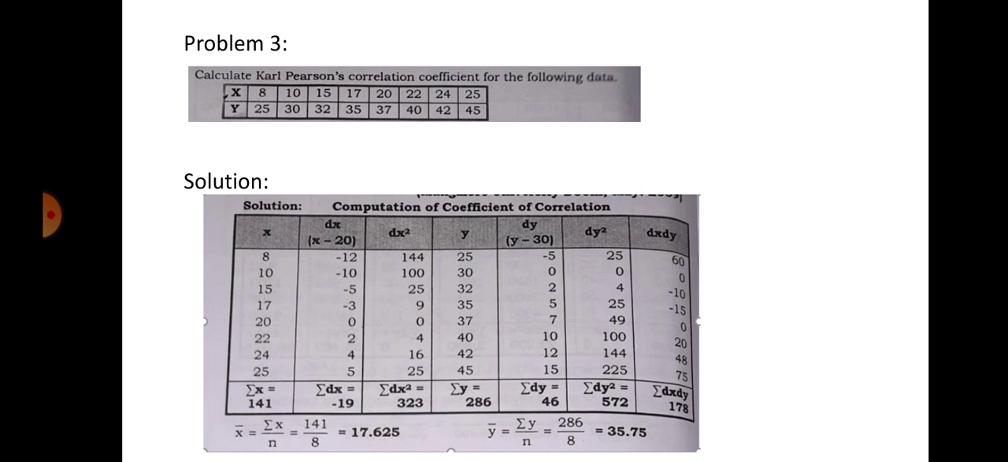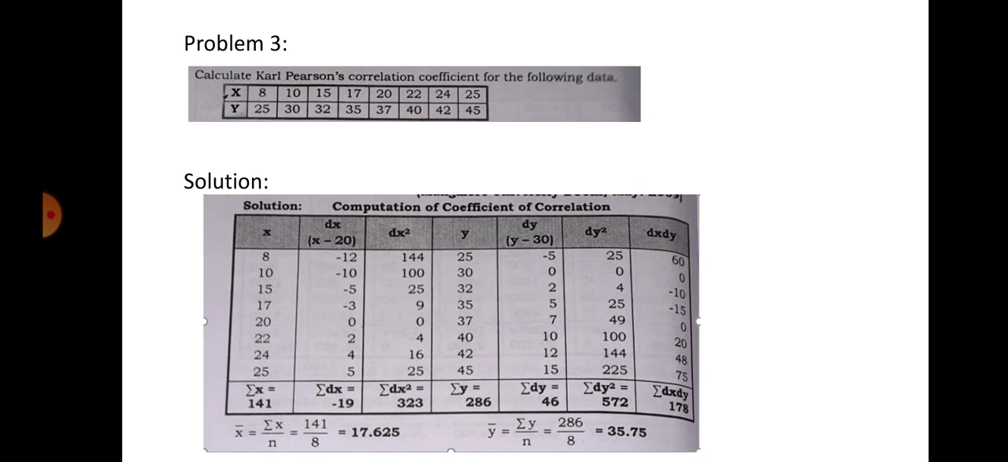Now you have to calculate dx. The second column of the problem is dx, which is x minus 20. How to find this? 8 minus 20 is minus 12. 10 minus 20 is minus 10. 15 minus 20 is minus 5. 17 minus 20 is minus 3. 20 minus 20 is 0. 22 minus 20 is 2. 24 minus 20 is 4. Like this you have to find.